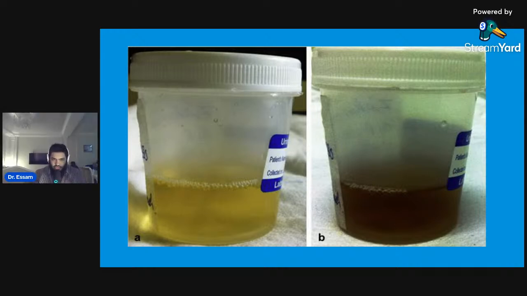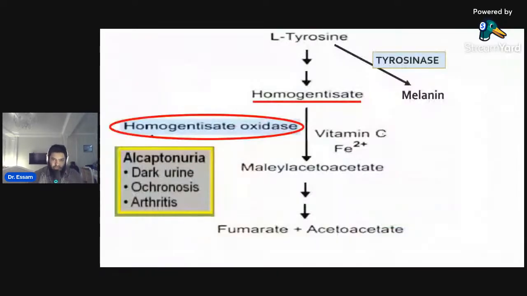Okay, very good. Many of you have answered correctly. See, the left side is normal urine, and on the right side is abnormal urine. These are urine samples. So, why this happens? This happens in a disease known as alkaptonuria. The name of the disease is alkaptonuria.